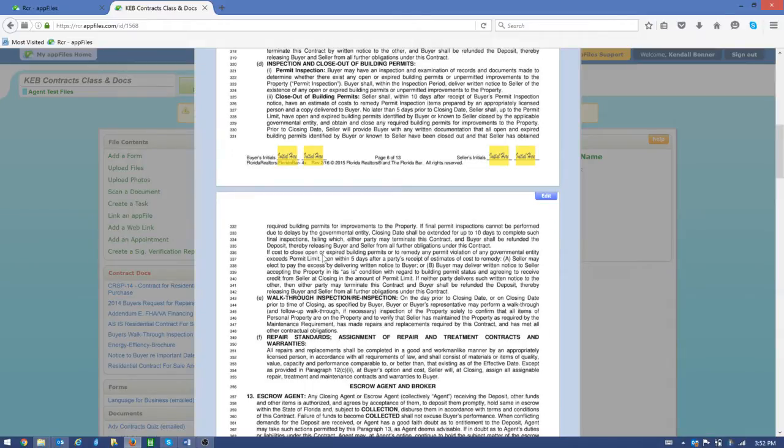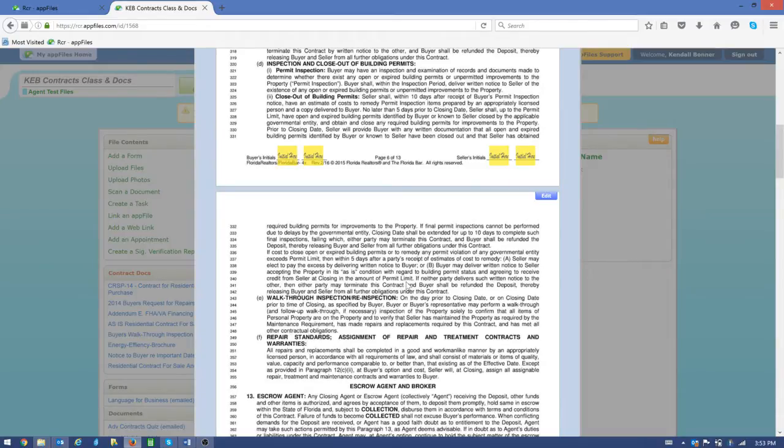Knowledge is power, guys. So if the cost to close out open or expired building permits or to remedy any permit violation exceeds the permit limit, then within 5 days after the party's receipt of the estimates, seller may elect to pay the excess, or buyer may deliver notice to seller accepting the property in as-is condition with regards to the building permit status and agreeing to receive credit from the seller at closing in the amount of the permit limit.